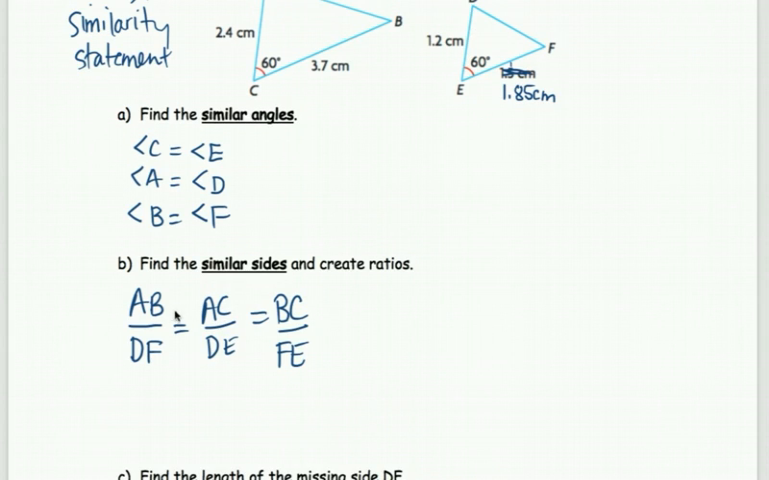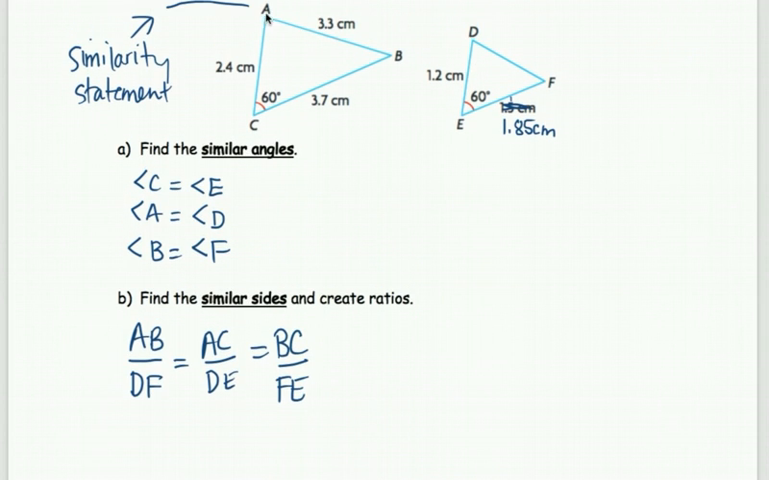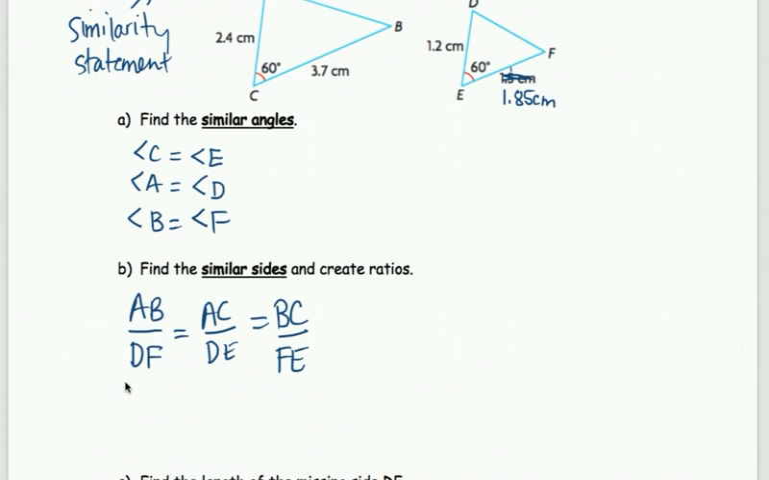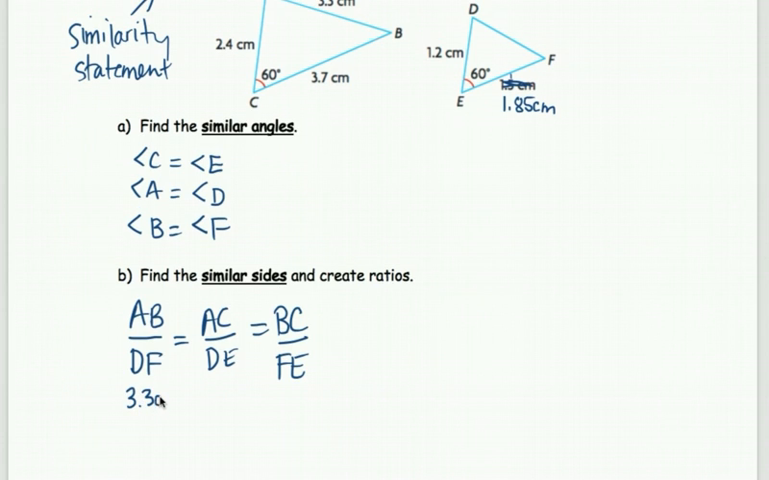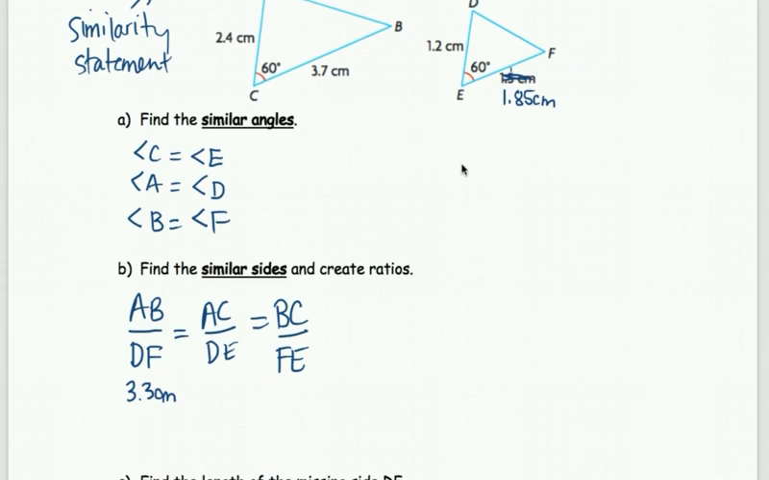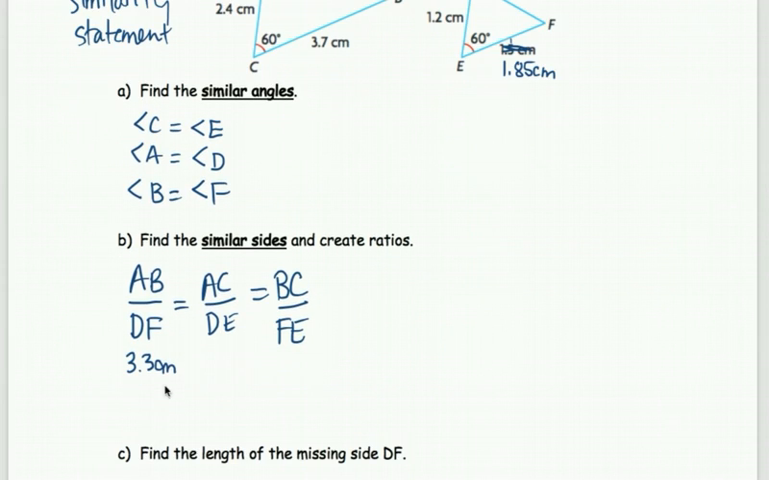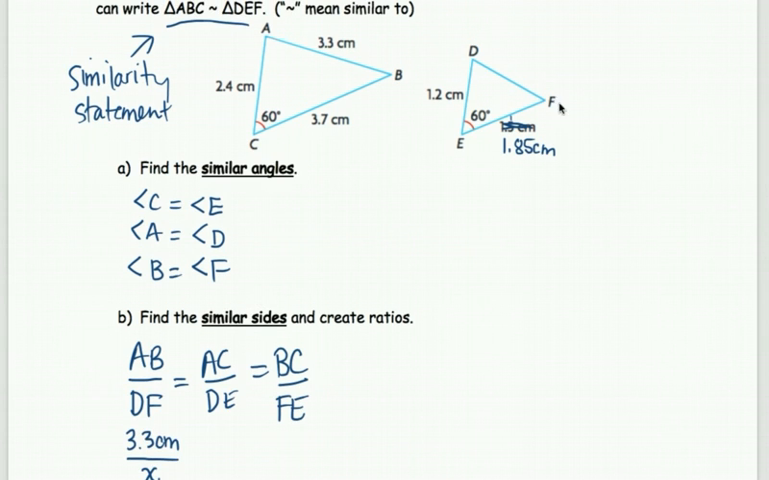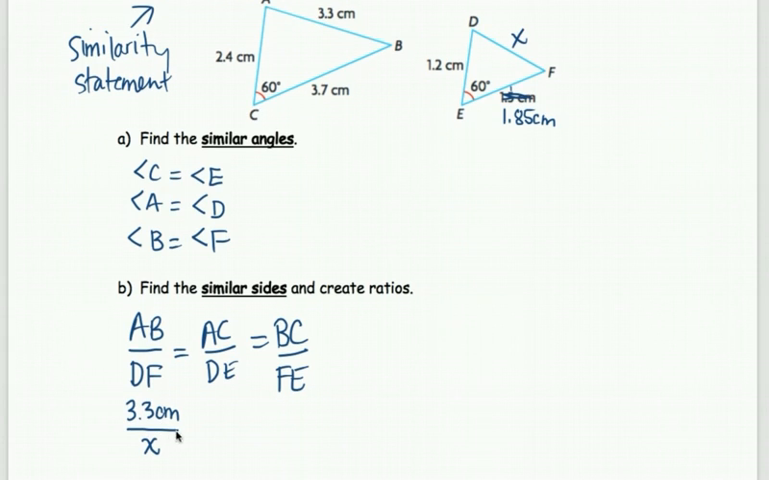So we have AB, A to B is 3.3 centimeters, DF we don't know, so we can call that DF, or we can call it X, I guess. We need to find that. So we can put X on here. All right, AC is 2.4.